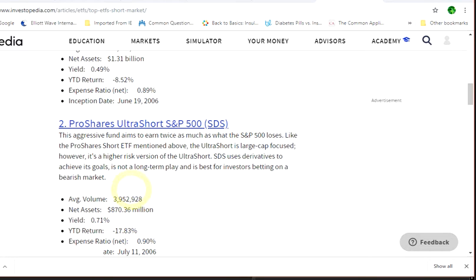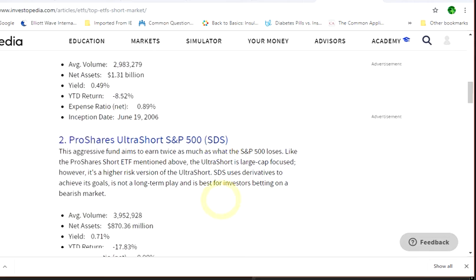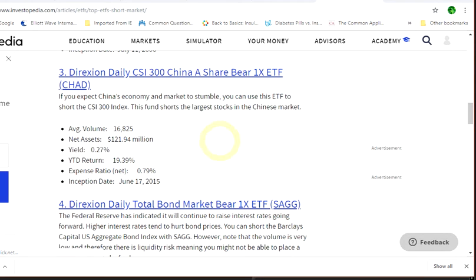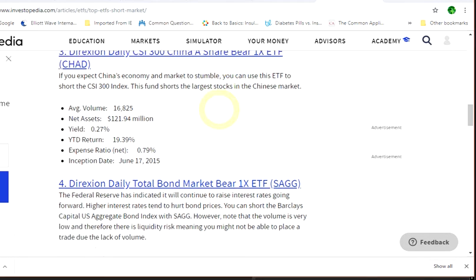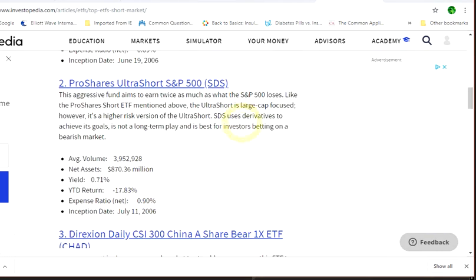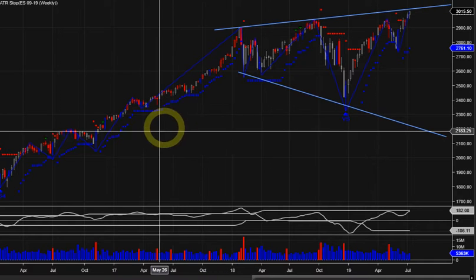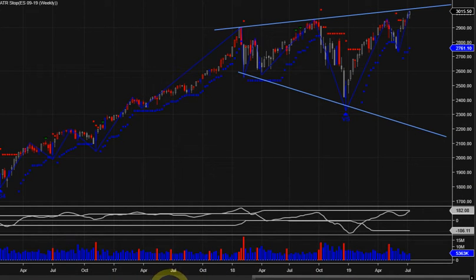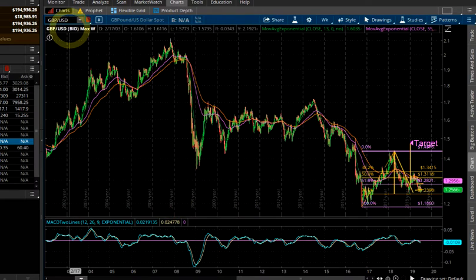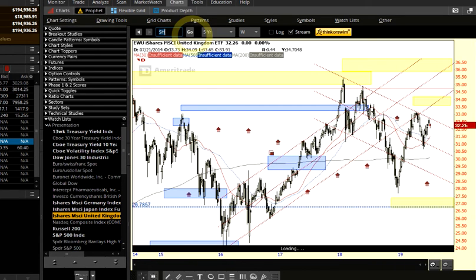Here's the SDS, almost 4 million shares a day. So SH, SDS. Then you start multiplying. There's some double and triple things here. I would stick with the SH and the SDS, though, just because they're more liquid traded. They're more liquid.